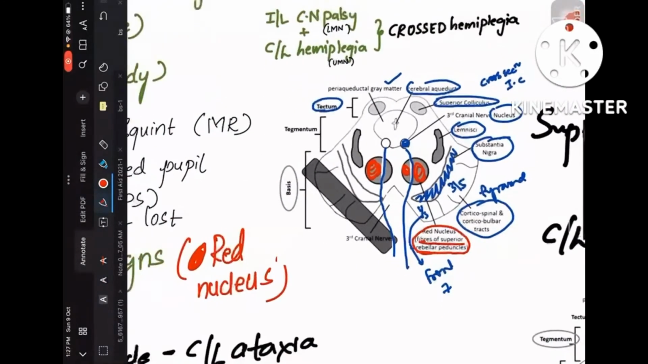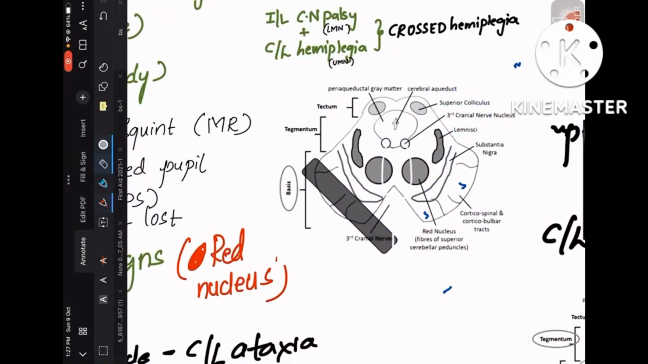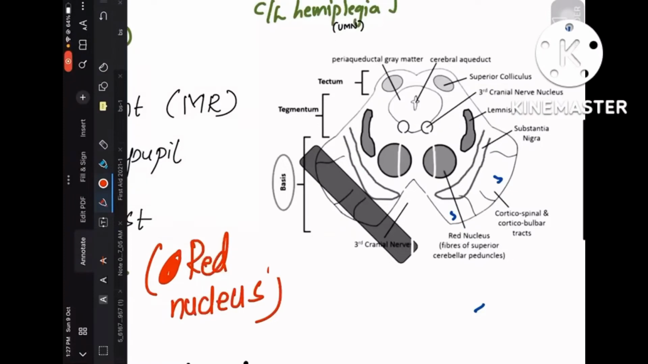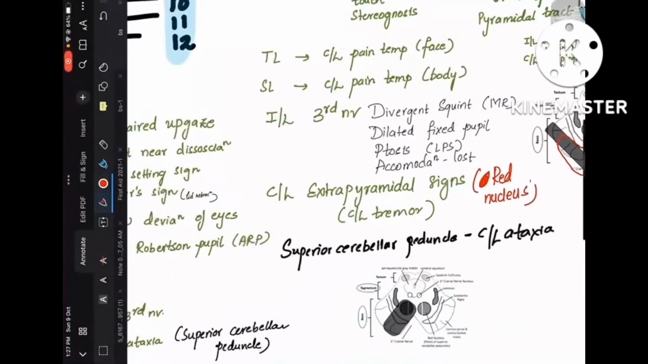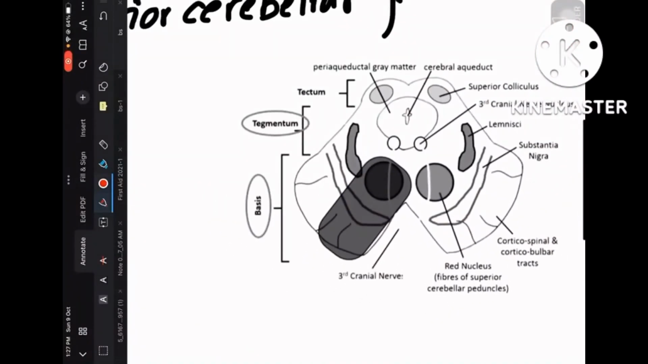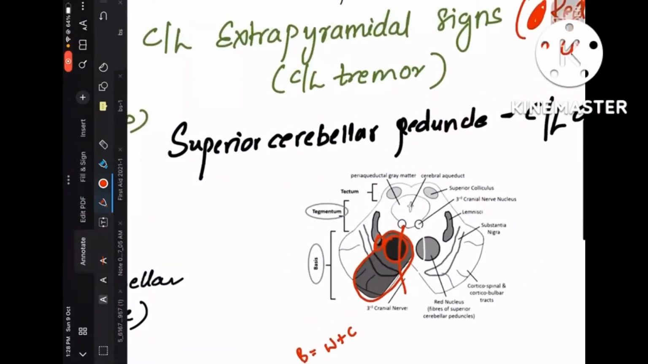So now let me erase all the labeling, and now you can appreciate the lesion of Weber syndrome, which is involving the crus cerebri part and the third nerve part. See, the third nerve part. That is for Weber syndrome. Now coming to Benedict syndrome. Benedict syndrome involves the lemniscal part and the red nucleus part, the nerve part. See, it is the combination of Weber's plus Claude, right? Benedict's is Weber's plus Claude. So that is the combination diagram.